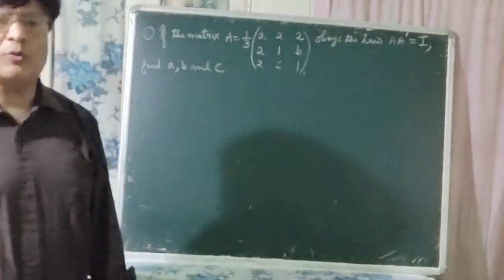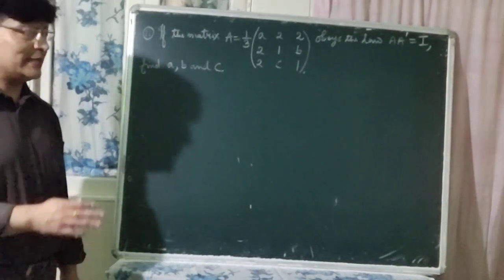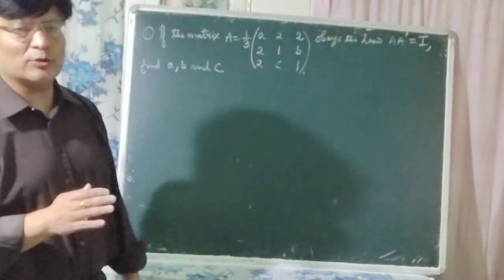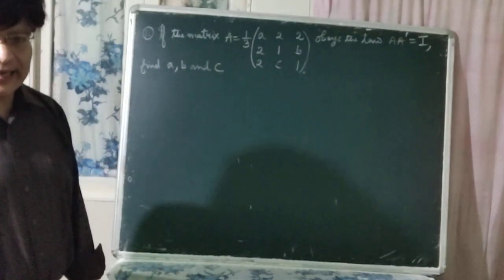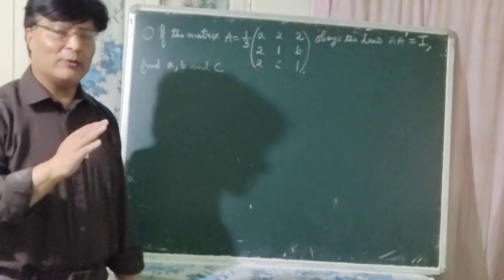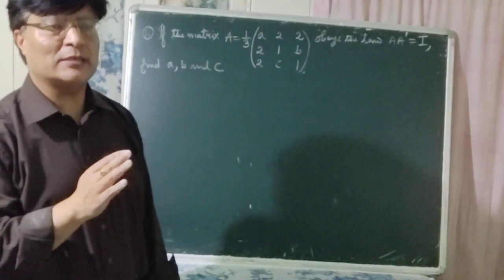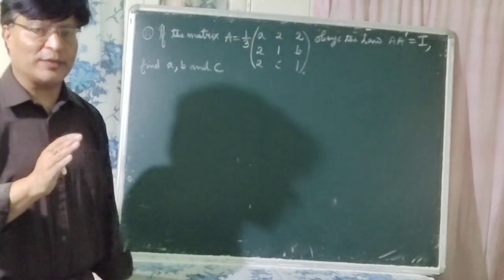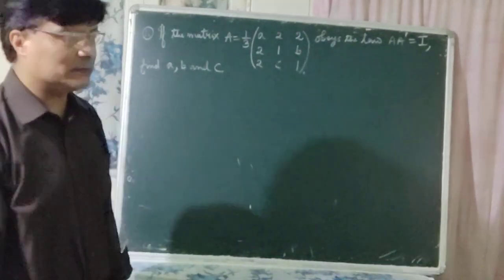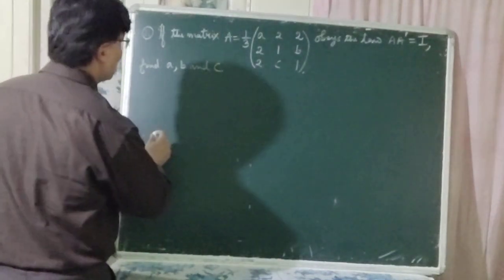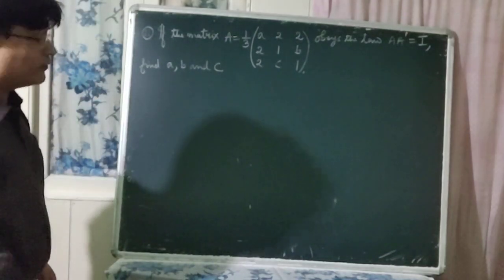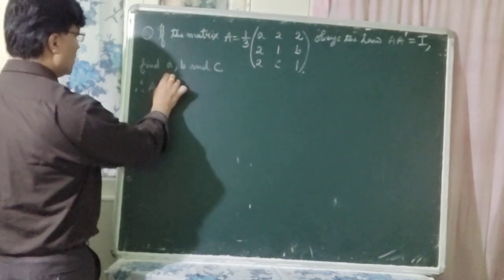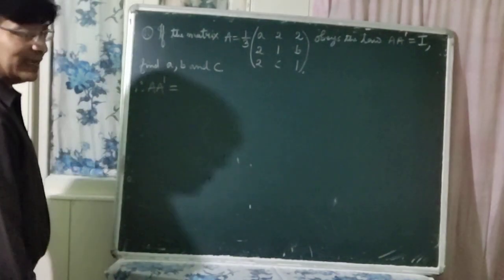These are the unknown quantities out here, and it is given that it obeys the law, that is A dot A dash is equal to I. What is that dash? A dash is the transpose of A, and what is I? I is the unit or identity matrix of order 3, that is 3 cross 3 matrix. Is that clear? So now let us find out A dot A dash first. So therefore, first of all, we will get the matrix A dot A dash.